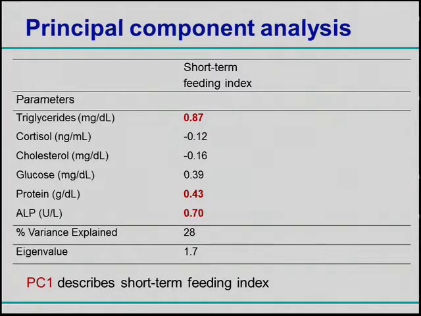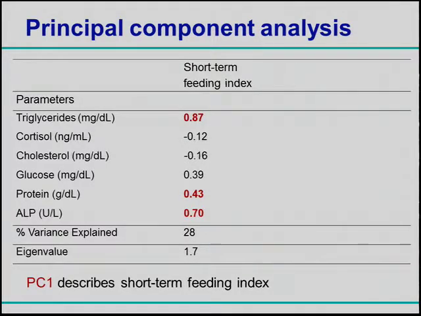The point of principal components analysis is basically to find similarities and patterns in the different kinds of data. And we got really lucky with how things turned out, because over there on the far left are the different parameters that we measured: triglycerides, cortisol, cholesterol, glucose, protein, and alkaline phosphatase. The principal components shook out as three. Principal component 1 explained 28% of the variation in the data, and it's loaded heavily for alkaline phosphatase and triglycerides, with a little bit of protein creeping in there.